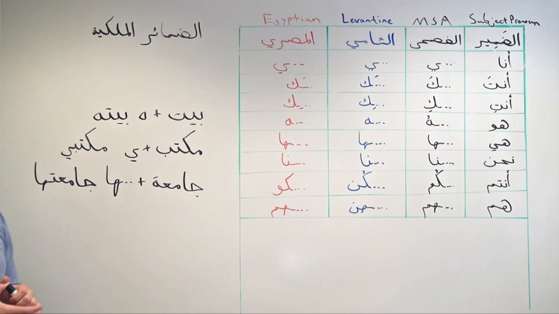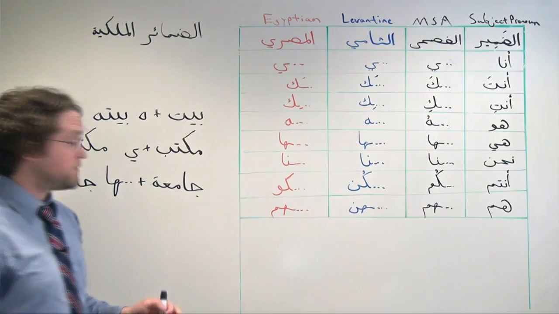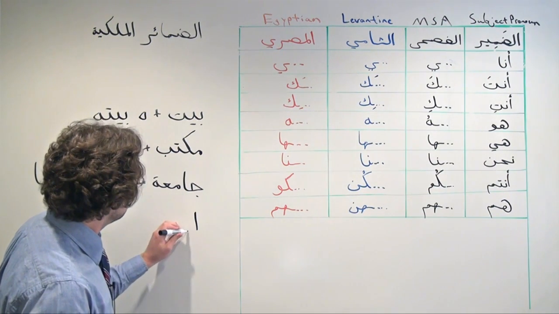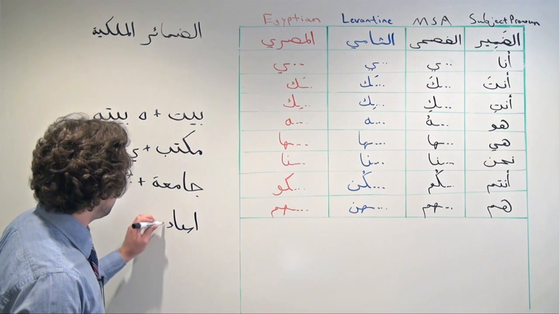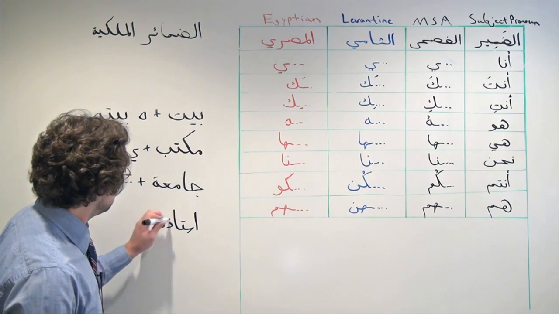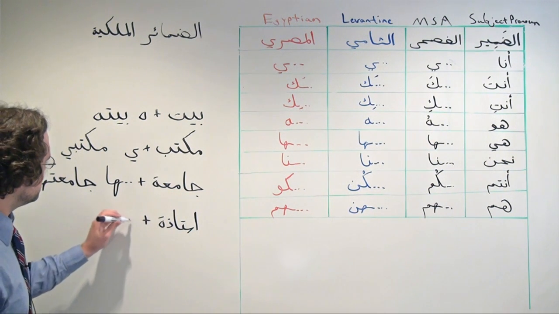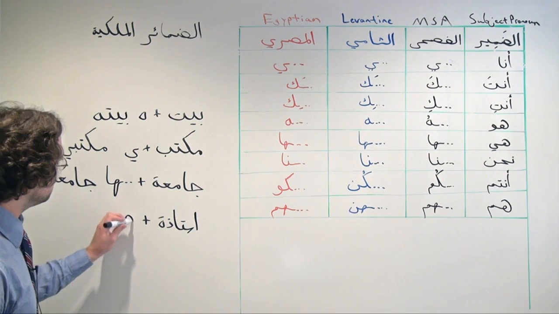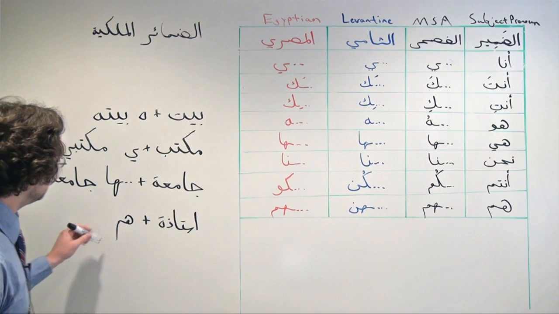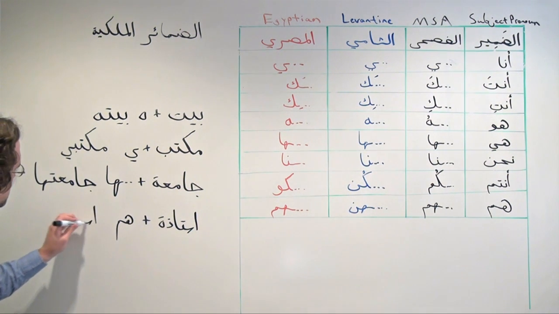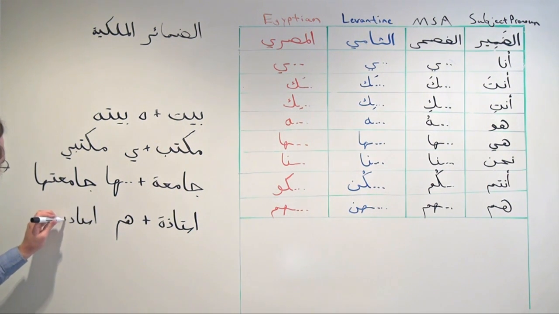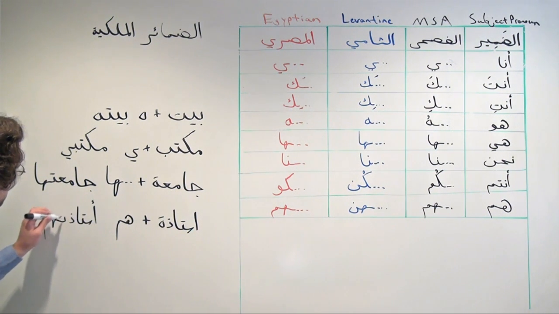Another example, if we wanted to say their female professor, ustadha, with that ta marbuta to indicate femininity, plus hum, ustadhat hum.